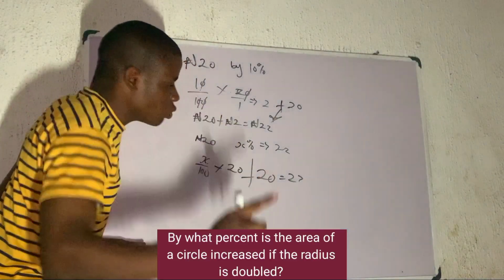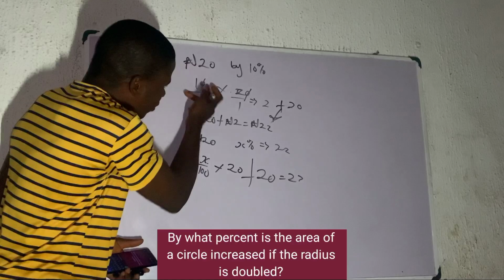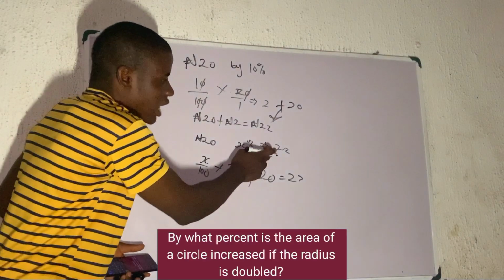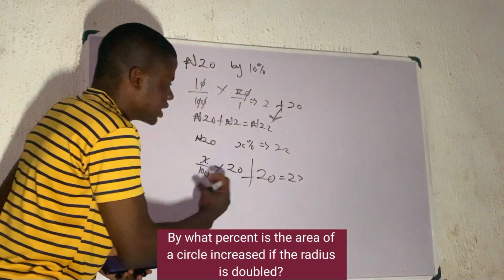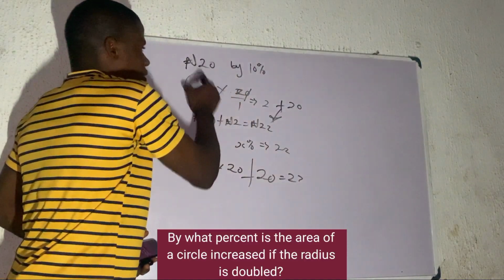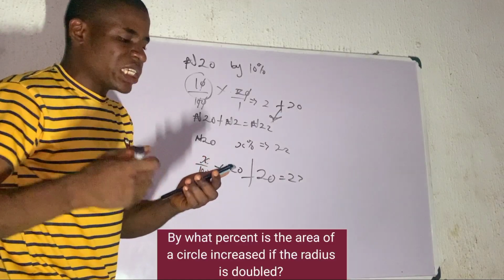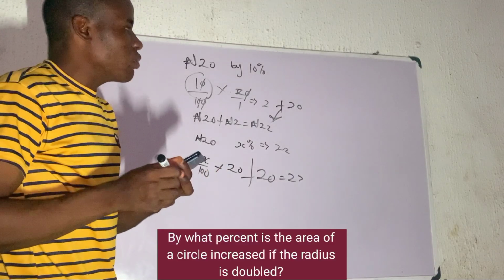Do you understand? This was what I did originally. I did 10 over 100 times 20. It gave me 2. Then I added 20, and finally I got 22, right? You've seen that if I solve this, I will still get 10. Does it make sense? Now, the question we are having says: by what percent is the area of a circle increased if the radius is doubled?